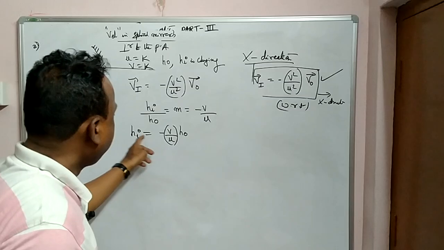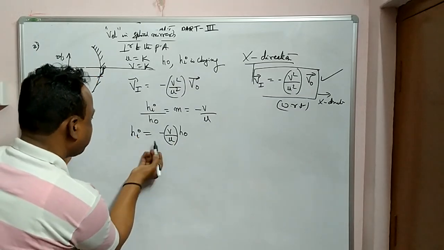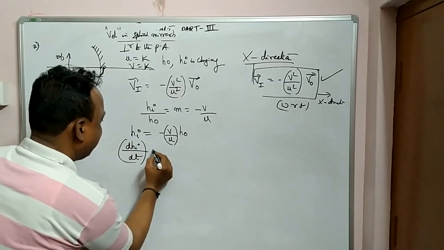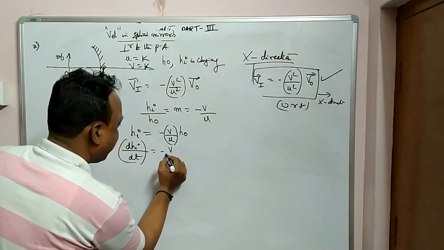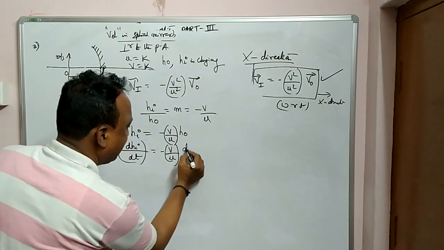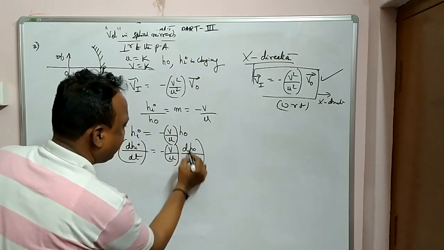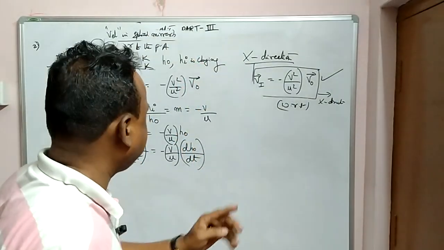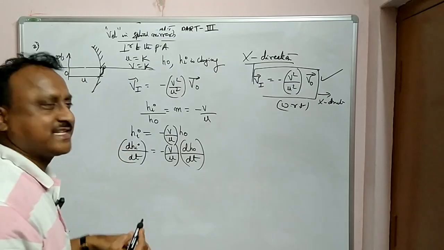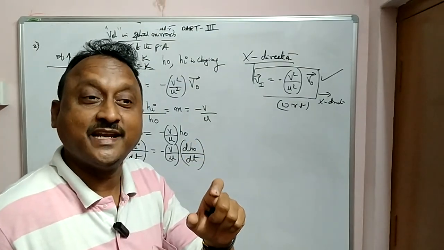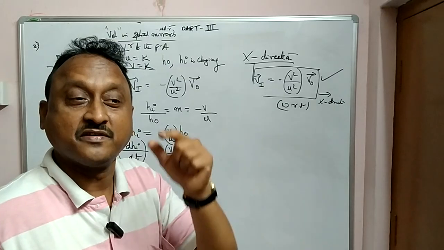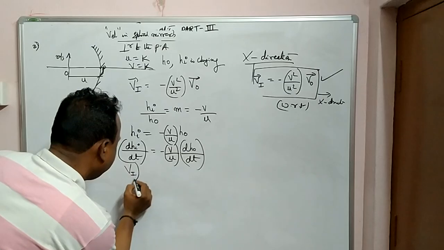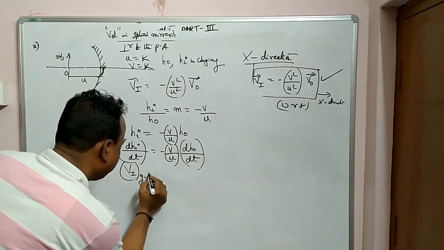Since this is constant, find the derivative of this function with respect to time. So dhi by dt is equal to, this is constant, so minus v by u into dh0 by dt. This is constant because the body is moving perpendicular to the principal axis. So v by u is constant. But what is dhi by dt? Velocity of the image, velocity of the image in y direction.